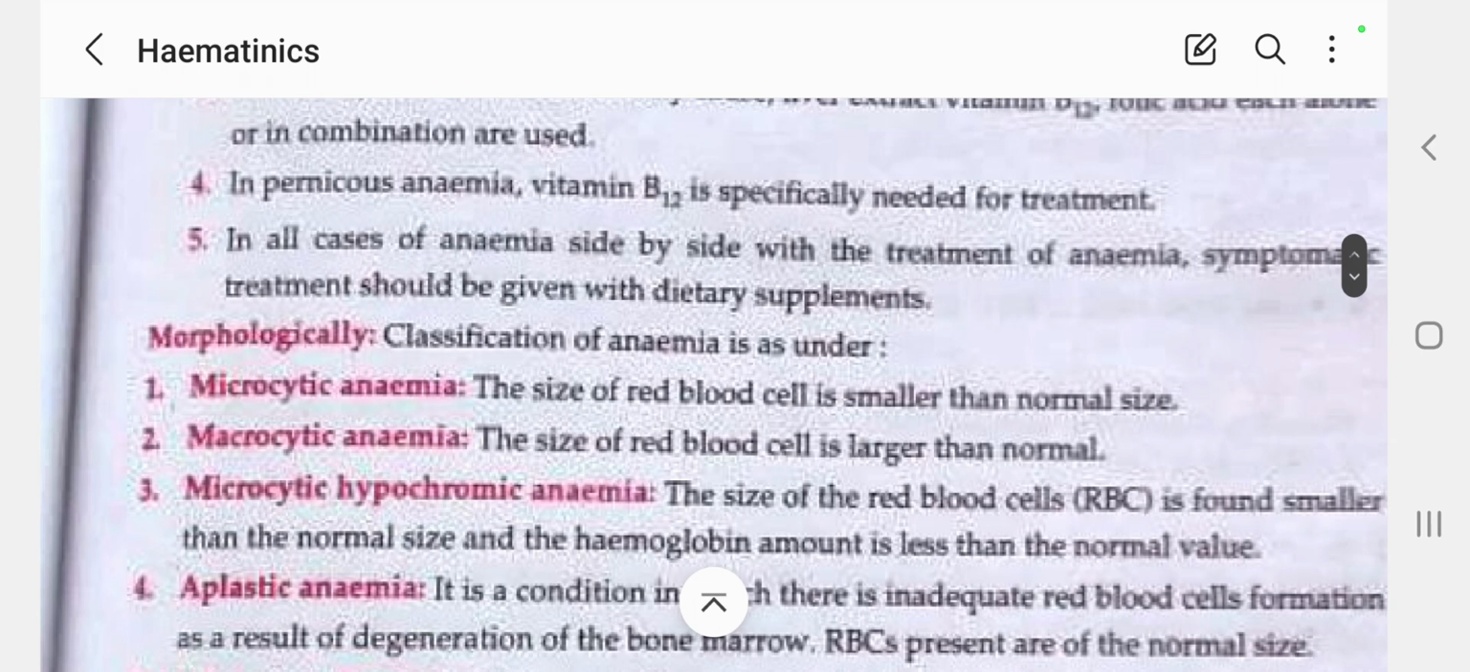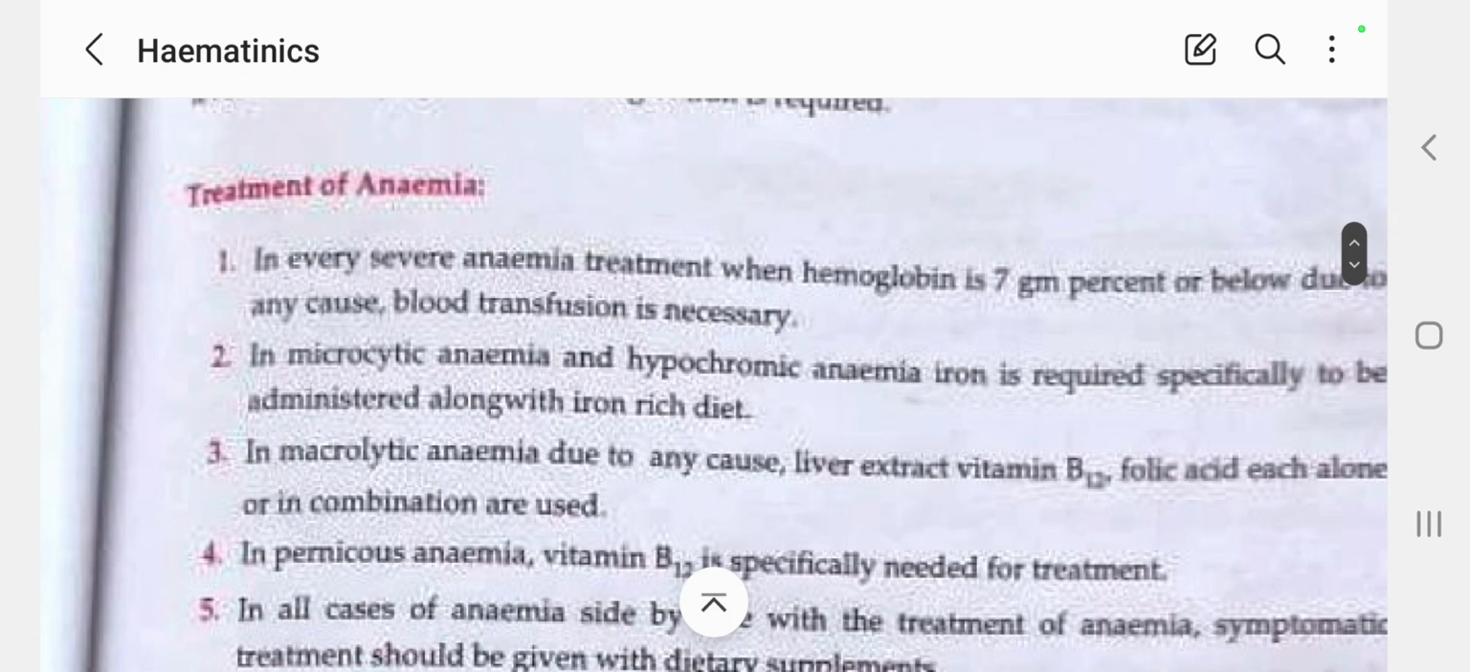Next, the morphological classification of anemia, like microcytic anemia, where the size is what matters. Now the treatment of anemia: in a case where hemoglobin is below 11, the person is to be given a blood transfusion, so blood transfusion is necessary.